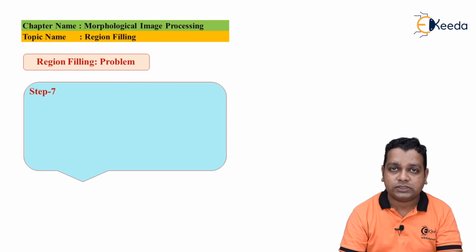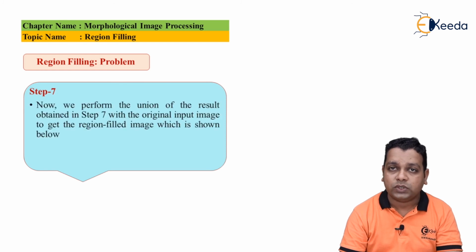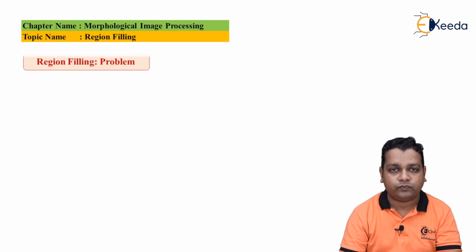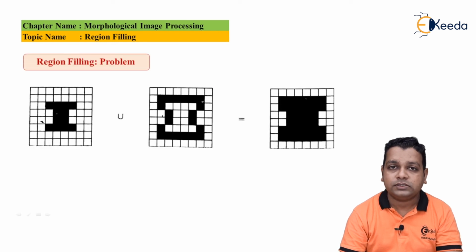After step number 6, we have step number 7. Now we perform the union of the result obtained in the previous step with the original input image to get the filled region, which can be shown in the figure. Here this is the output from the previous step, and this is the input image. We carry out the union operation on both these inputs, and the result of the whole process from step number 1 to step number 7 is available to us on the right hand side. This is the region filled.